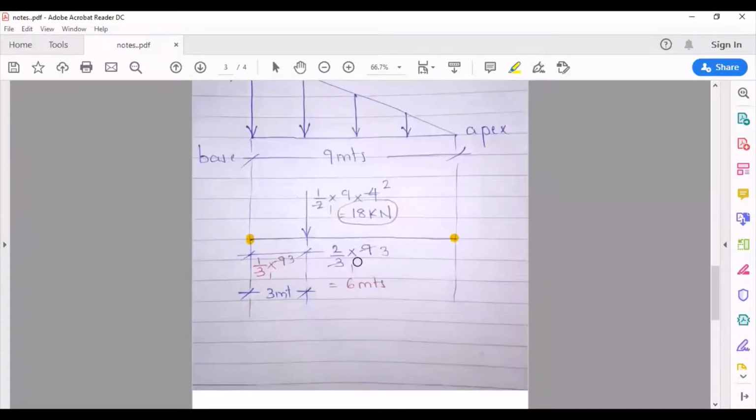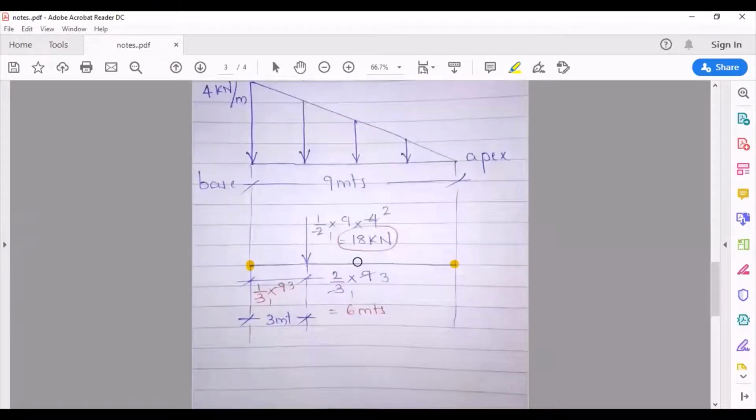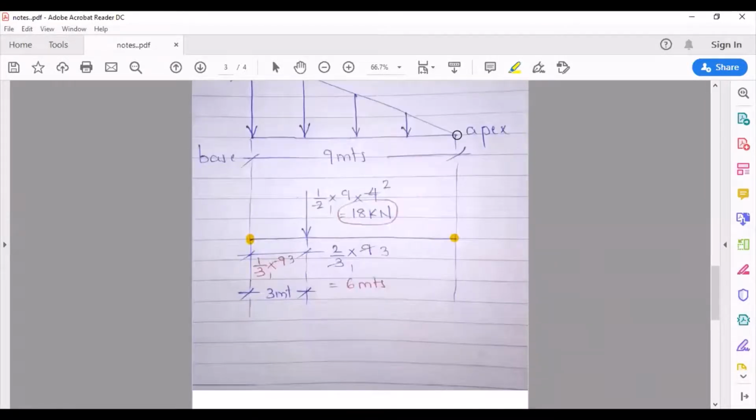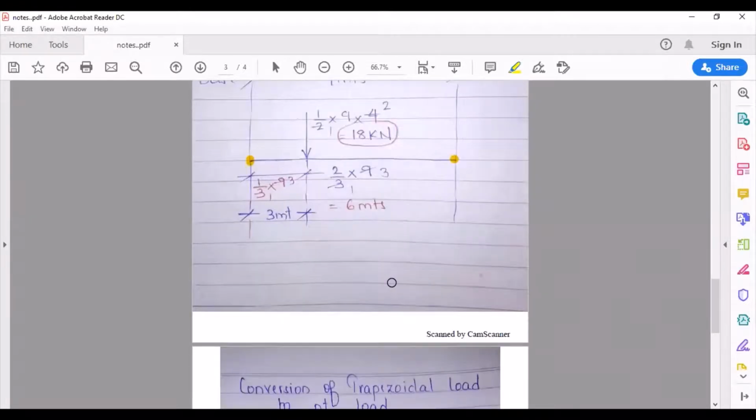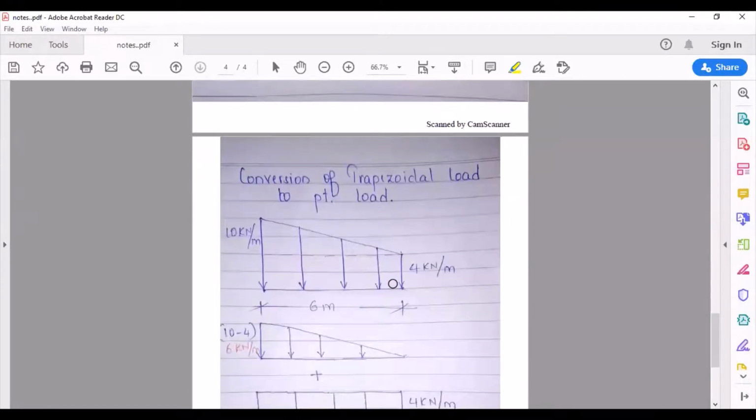So you have to always keep one thing in mind when you're converting a UVL. If you are measuring the distance from the apex, it will be 2/3 of the base length. If you are measuring it from the base, it will be 1/3 of the base length. So be very careful when you are calculating the location of the point load, especially in UVL. Now the next part we are going to study is something called the trapezoidal type of load.